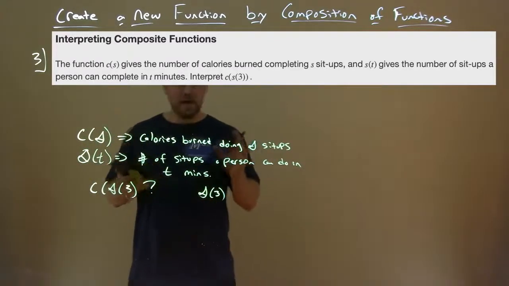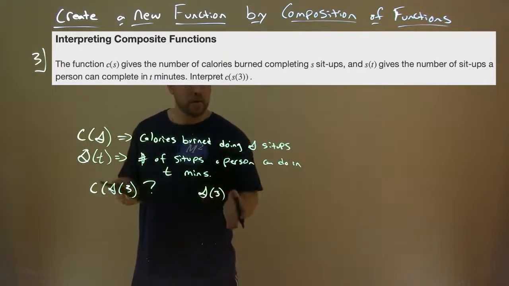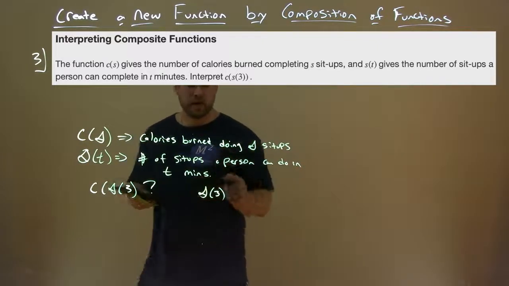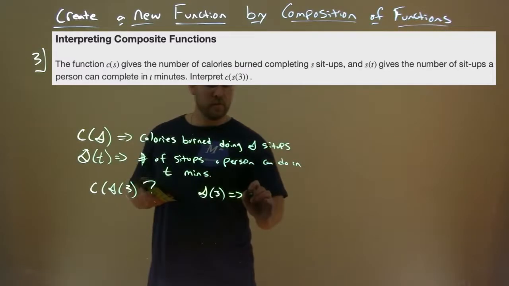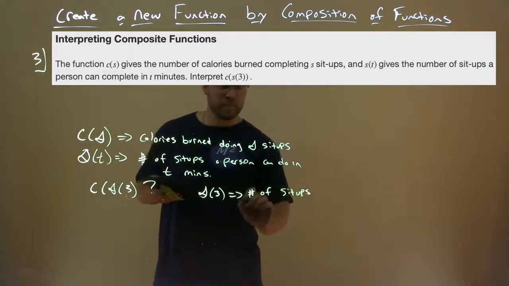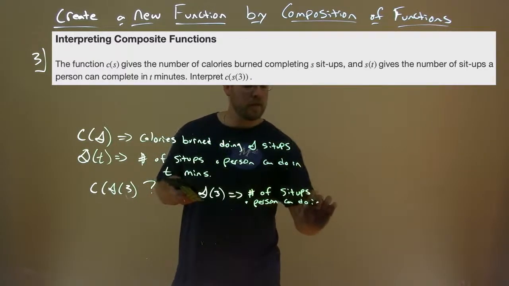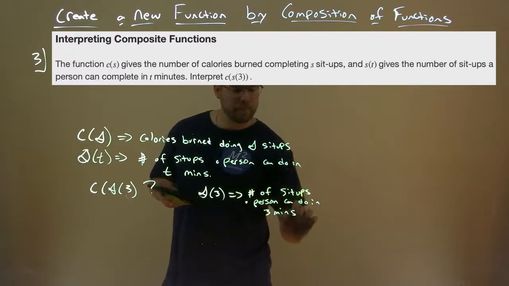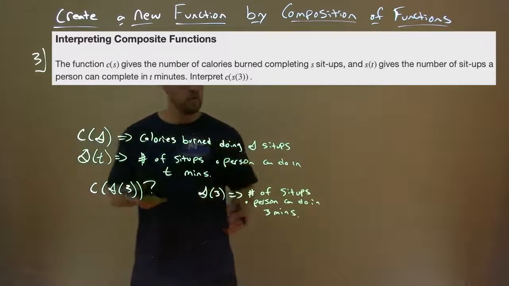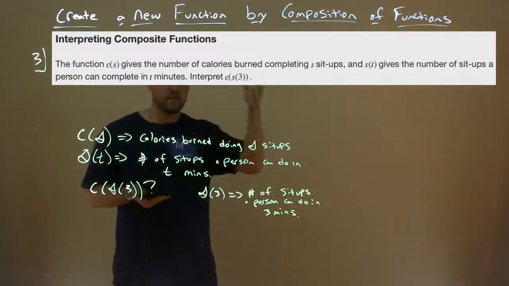In 3 minutes, the input is 3 minutes, the output is how many sit-ups that person can do in 3 minutes. So S of 3 is the number of sit-ups a person can do in 3 minutes. We don't know what it is, but it's some number.